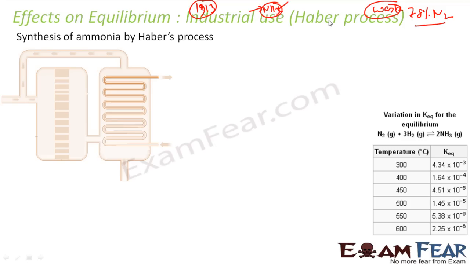So what happened in 1913? This guy Haber developed a method to produce ammonia from natural atmospheric nitrogen. He found a way to convert it to ammonia.